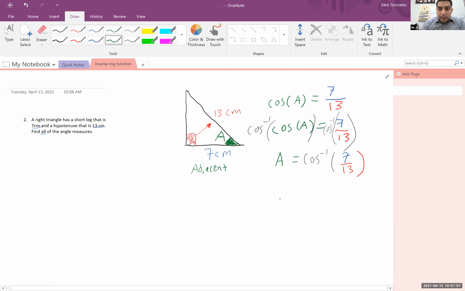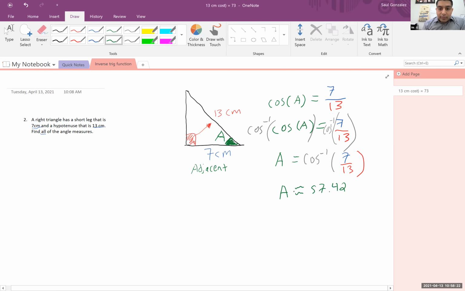Now, when you plug this into your calculator, make sure that your calculator function is in degrees. Okay, make sure it's not in radians, but in degrees. So once you plug this in, you're going to get approximately 57.42. All right, so that's the angle.